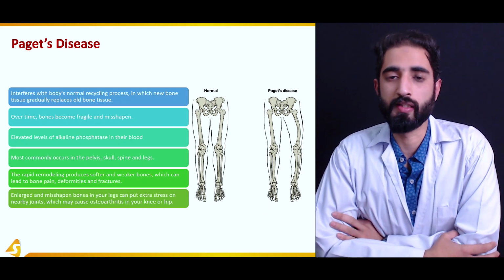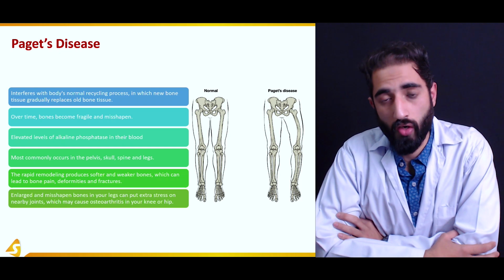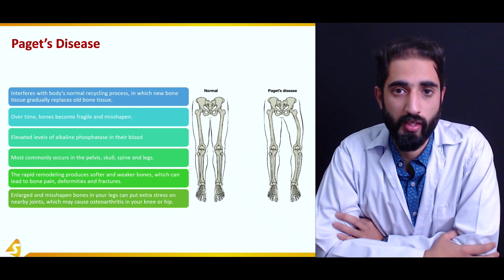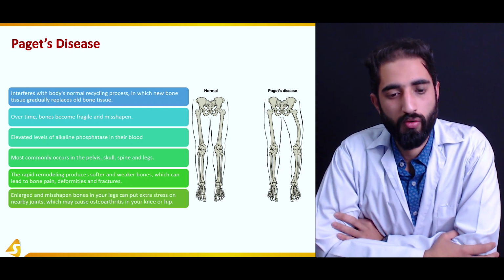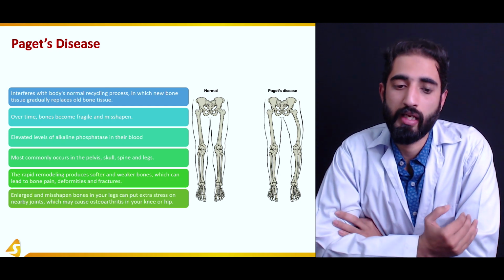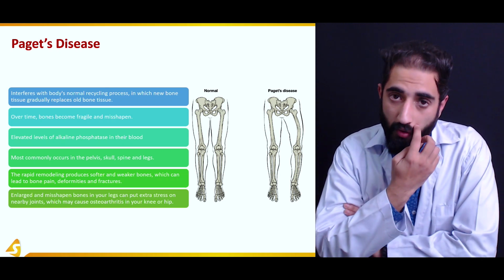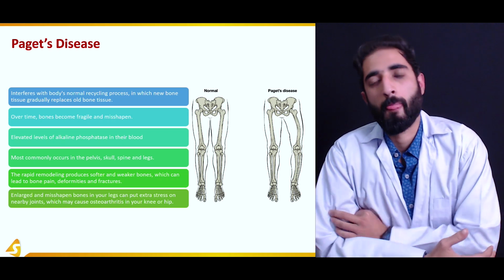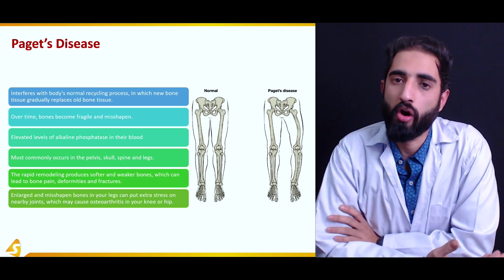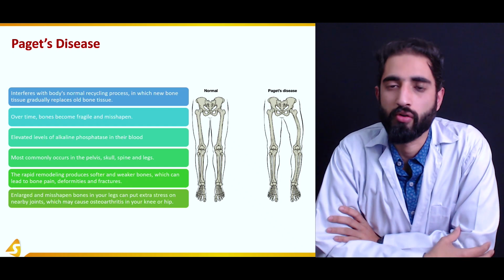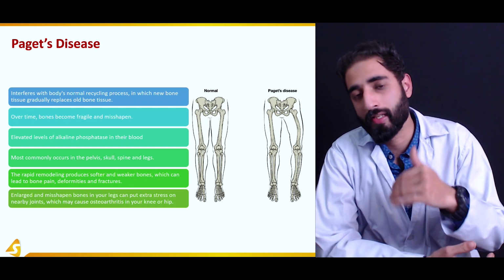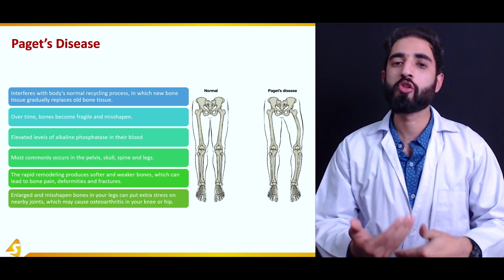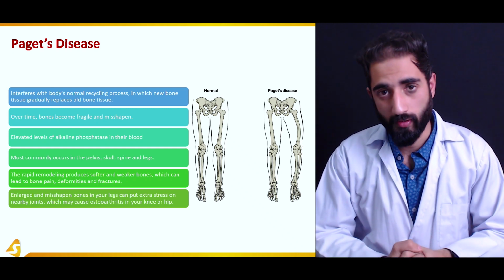The third condition is Paget's disease. It is also a condition of the bones, but the difference is that it is metabolic in nature. The pathophysiology is related to metabolism. So what happens is that there is an interference with the body's normal recycling process of the bones. In the normal condition, there is normal, habitual trauma which occurs at the bone. So there is trauma to the bone, and then there's a healing process as well. This healing should be very optimal for the optimal health of the bones.